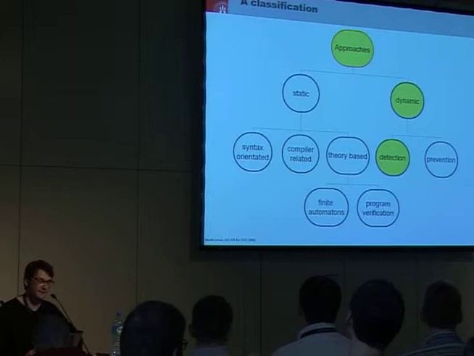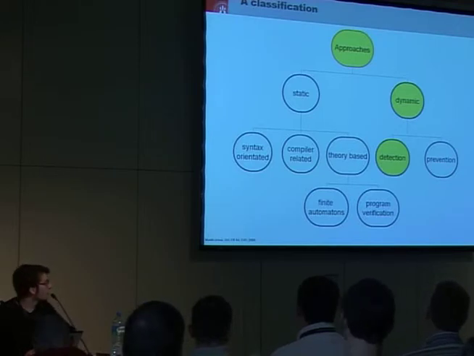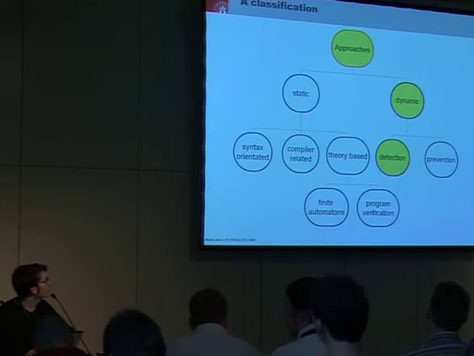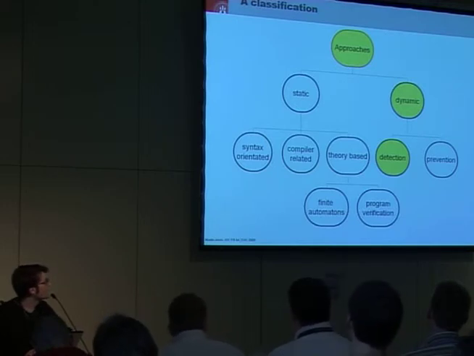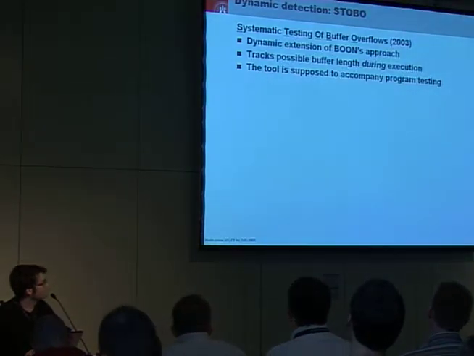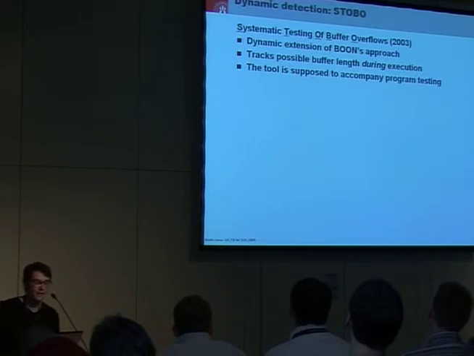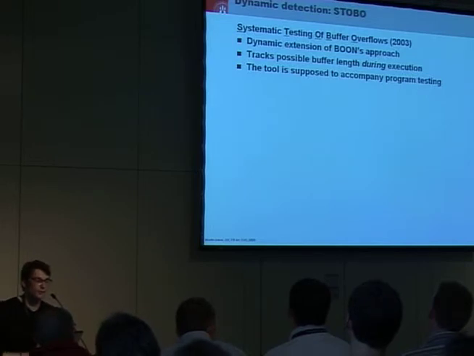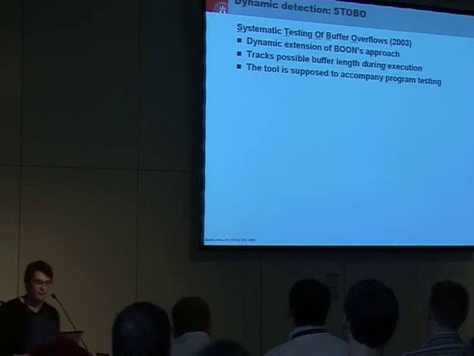We have two classes here. We have the detection class and the prevention class. The detection class is somewhere in the middle between the static and the dynamic analysis. We've got one example here. It's called Stobo. This is for systematic testing of buffer overflows. And the name gives it already away. Stobo doesn't produce any production code. Stobo puts out an executable that should be used solely for testing the program.